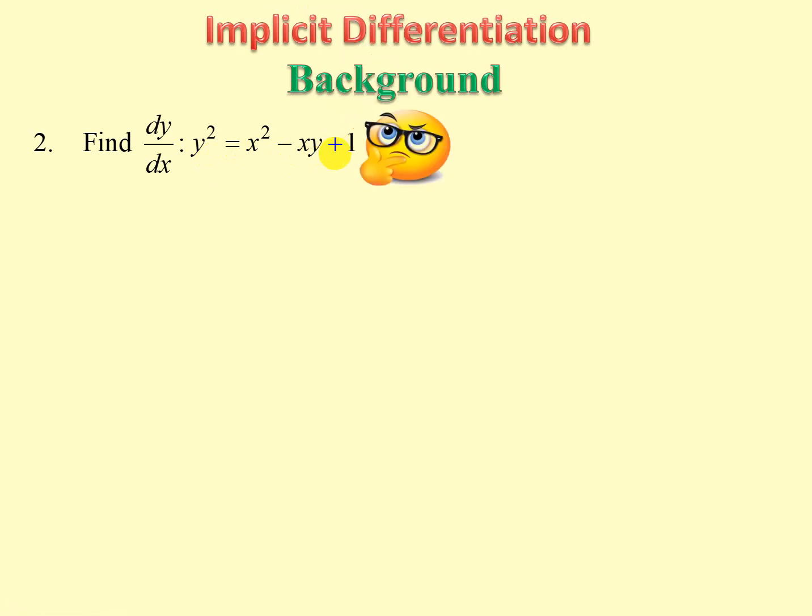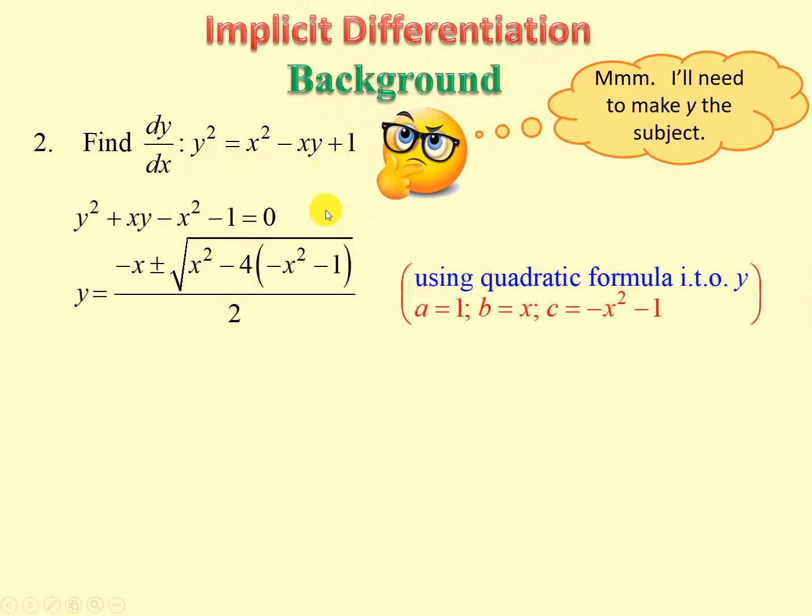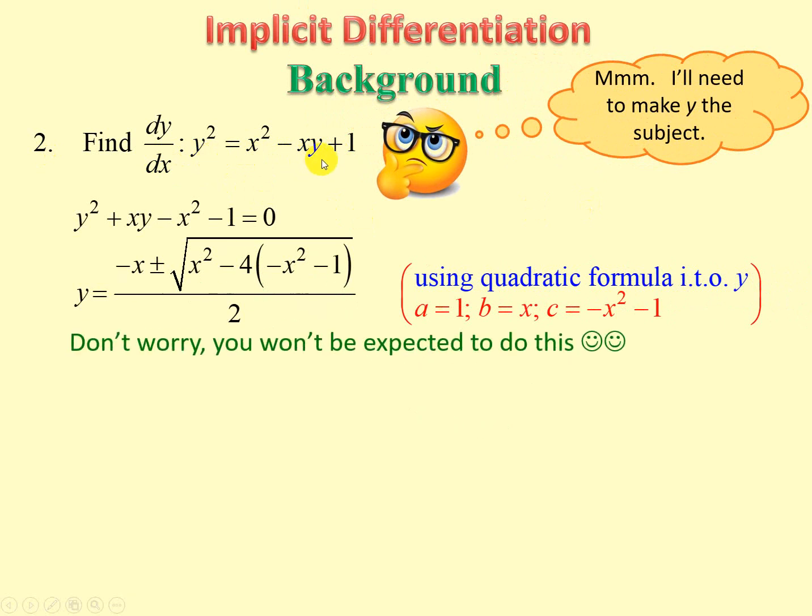This is still the background, so I'm going to have to write y as subject of the formula. The only way I can do that is to use this as, see, this is a quadratic equation. So there we are. I've written everything on one side with a 0.